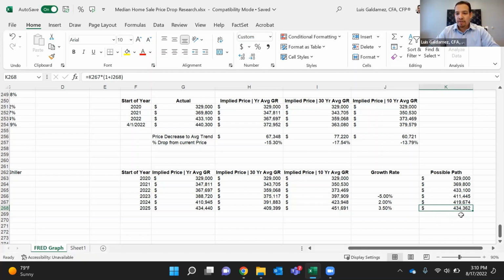Now, this 434,000 that I'm pointing to is the same as the long-term trend of 434,440. It's not exact, but it's very close. All that means is that if COVID had not happened and we continued to grow at that 5.72% year over year increase in homes, by the start of 2025 we should be at 434,000. Here's where we are, real data, but if we were to drop 5% and then grow at 2% and then 3.5%, that gets us to the long-term trend.